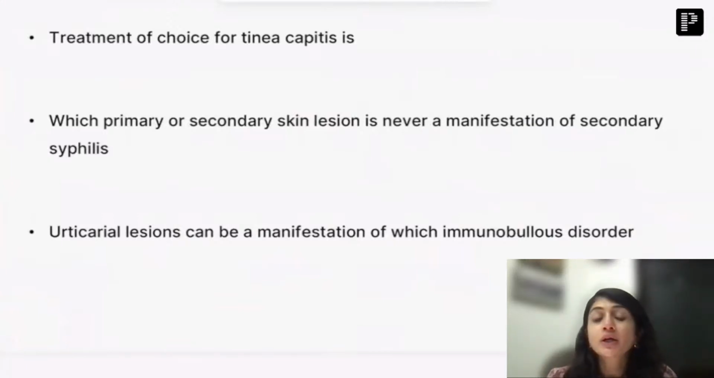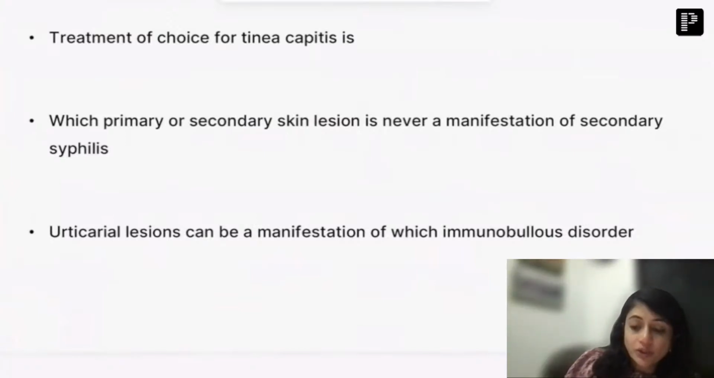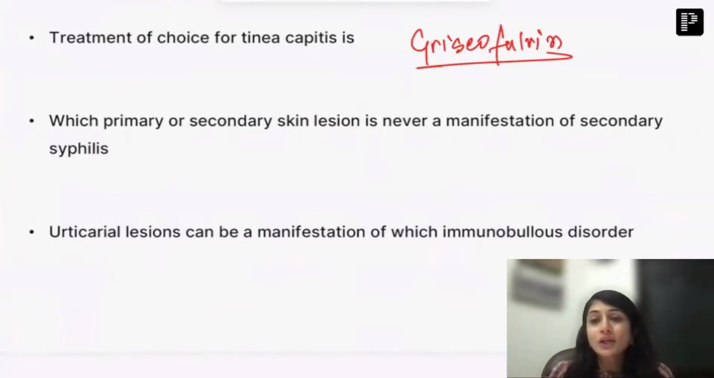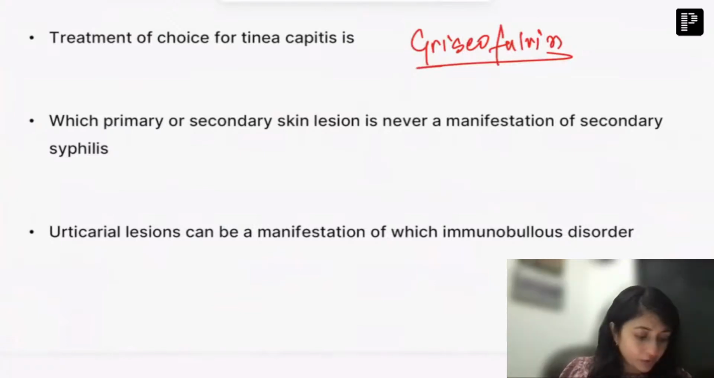Treatment of choice for tinea capitis. Second question, which primary or secondary skin lesion is never a manifestation of secondary syphilis? And third, urticarial lesions are manifestation of which immunobullous disorders? So tinea capitis, the drug of choice is griseofulvin. You're right. It's the only condition now where we are using griseofulvin. Otherwise, we've shifted to allylamines and azoles for most of the tinea, but for capitis, we still use griseofulvin.